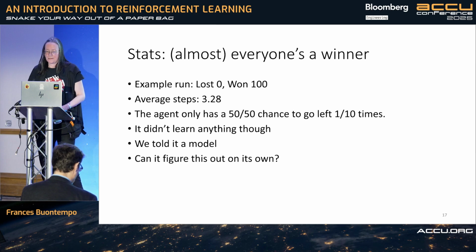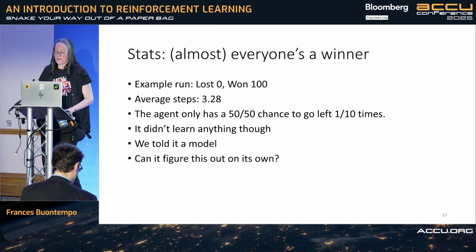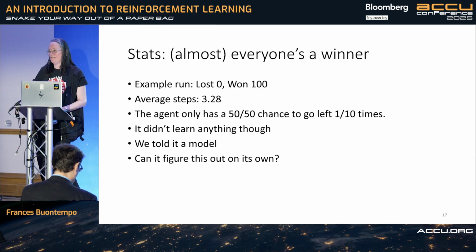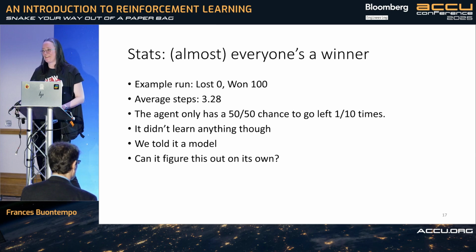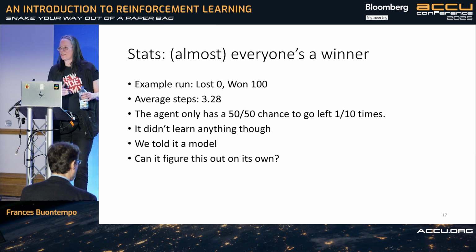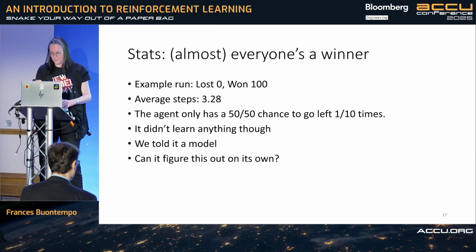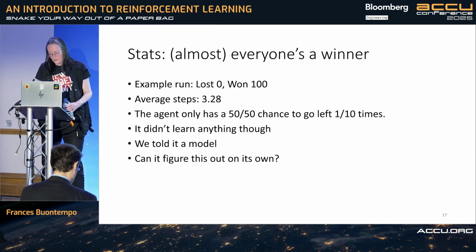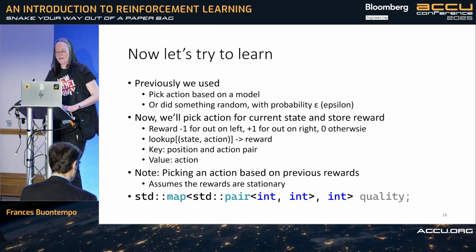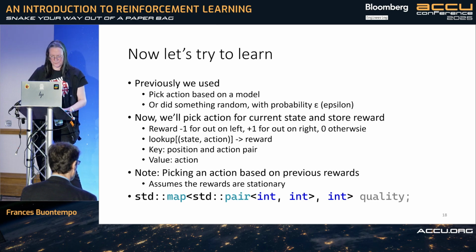So that time, on one example run, unsurprisingly, 100 out of 100 did end up going out the right-hand side. But he was doing something random, so he could have theoretically gone out of the left, but the probability of that happening was really quite small. And I've given this a model, so let's see if it can figure this out.